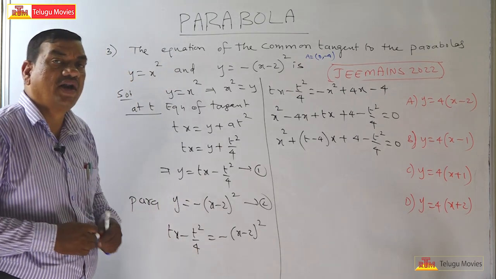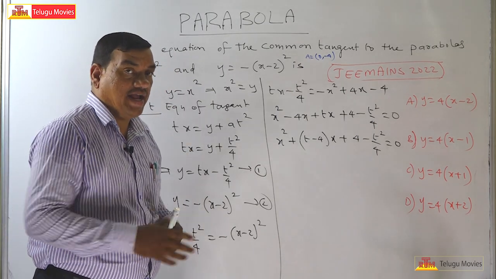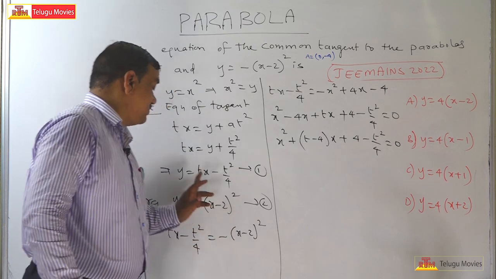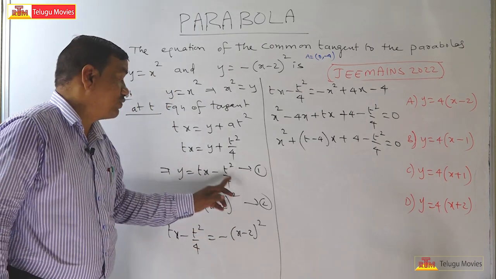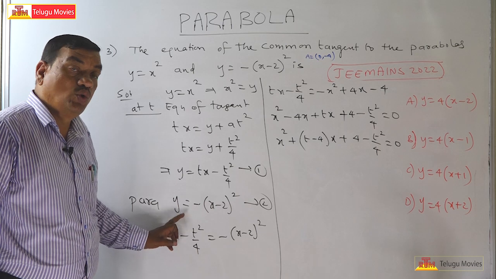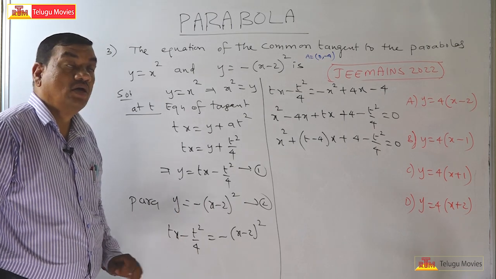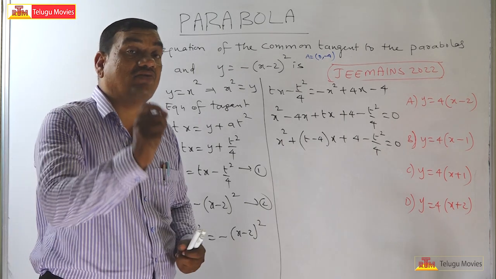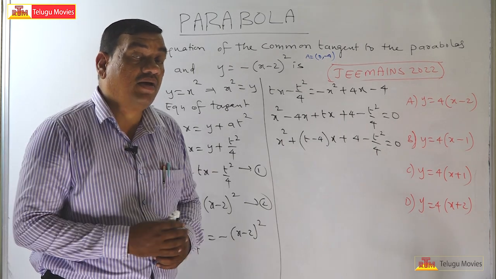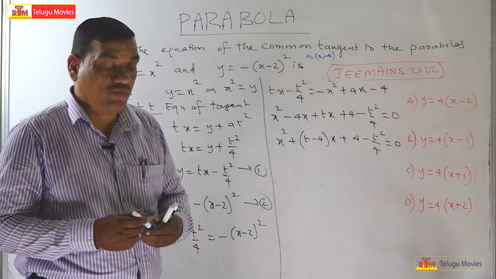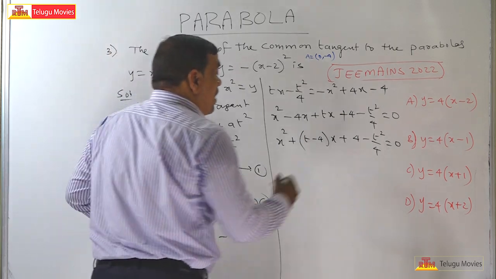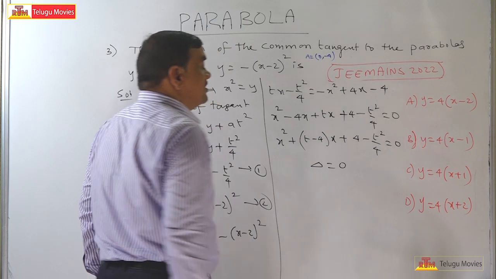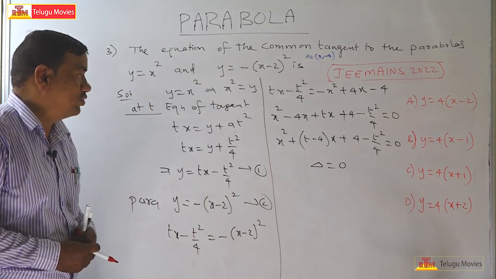So this is a quadratic equation in the variable x. Since y is equal to tx minus t square by 4 is a tangent to the second parabola, this has equal roots. Why? Because the tangent is touching the parabola at one and only one point, no? That's why it should have equal roots. That is, delta is equal to 0. That means discriminant is equal to 0.